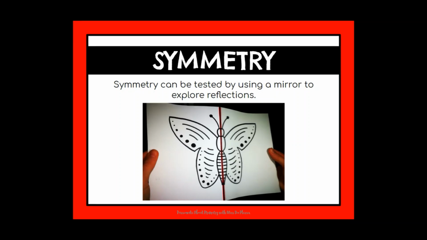Symmetry can be tested by using a mirror to explore reflections. Here I drew a butterfly. I drew the head, the thorax, the abdomen, an antenna as well as its wing. But I only drew half the butterfly. And then I placed half my butterfly along a mirror, and the mirror reflected the other half of the butterfly.